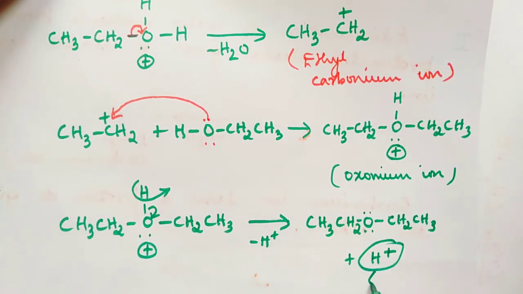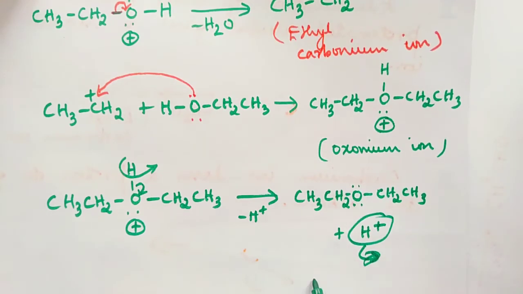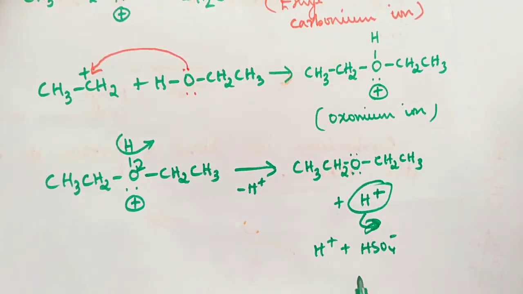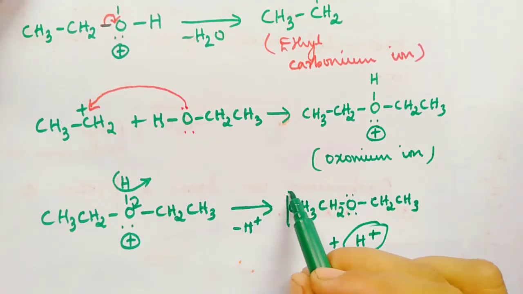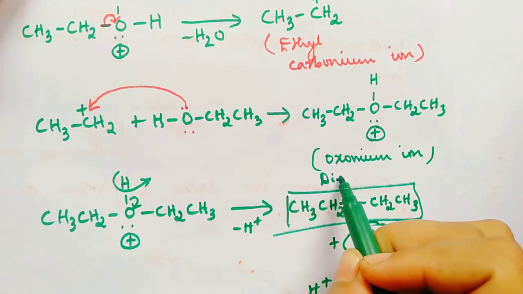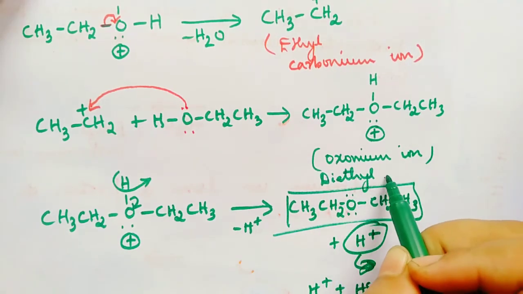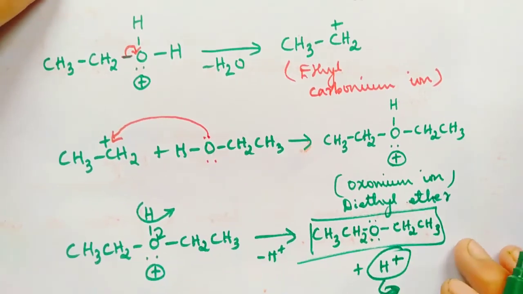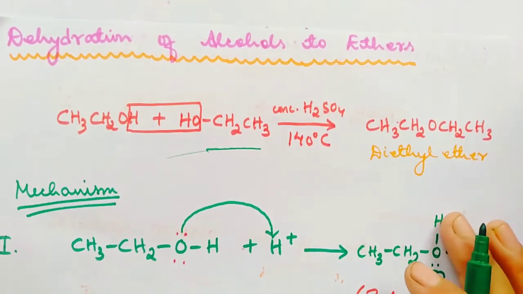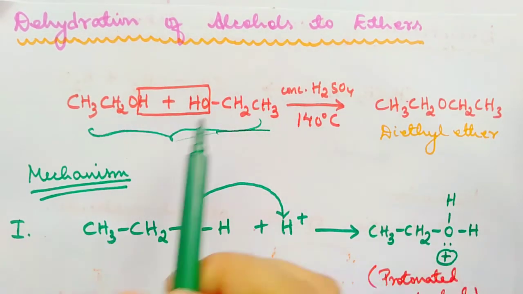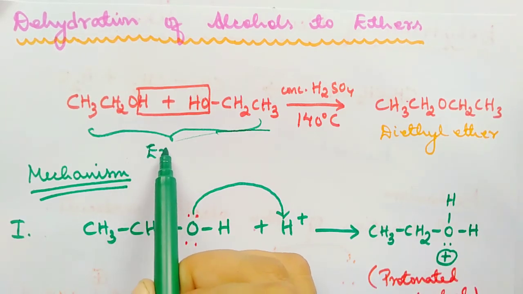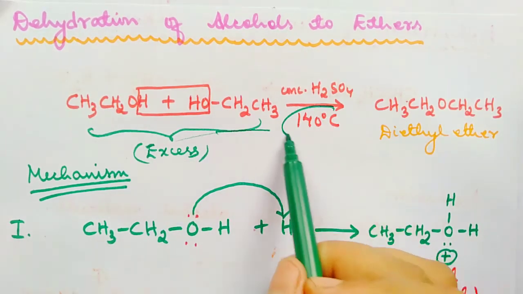Now this proton, again, what does it do? It combines with the anionic part of concentrated sulfuric acid to give back the acid H2SO4. What is this? Diethyl ether. So this is the mechanism of the dehydration of alcohol to ether. Remember, your ethyl alcohol is in excess, and this is the temperature.